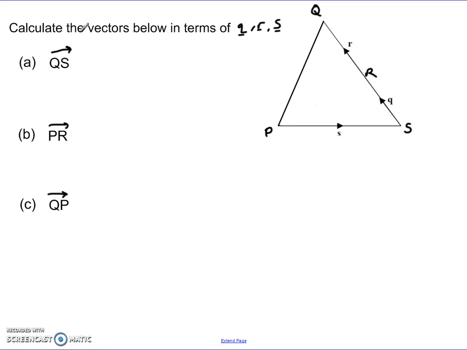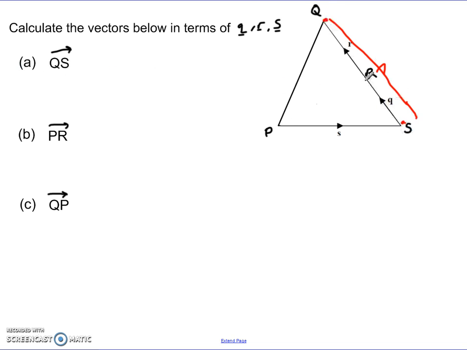Our final question is calculating the vectors below in terms of the vectors q, r, and s when we have this scenario here. So I want the vector q to s, p to r, and q to p. Now the vector q to s is given by the journey from the point q to the point s. So from up here all the way down to there. So it's a vector pointing this direction here and goes all the way down. So what we have to do is figure out how we make that journey.